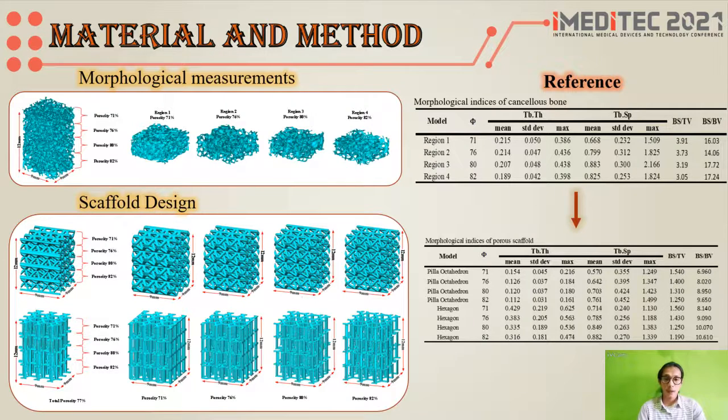Next, material and method in the study. First, the condyle femoral bone was reconstructed using micro computed tomography into image slices. Then, the image slices were input into the Mimics research software to obtain the 3D structure, and then cut into 4 parts. Morphological measurements were carried out using the open source VG ImageJ. After that, the morphology of cancellous bone was used as a reference for the scaffold design.